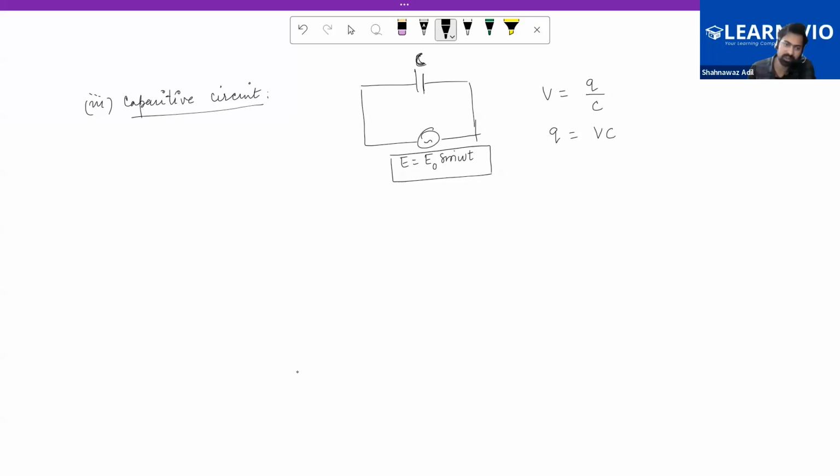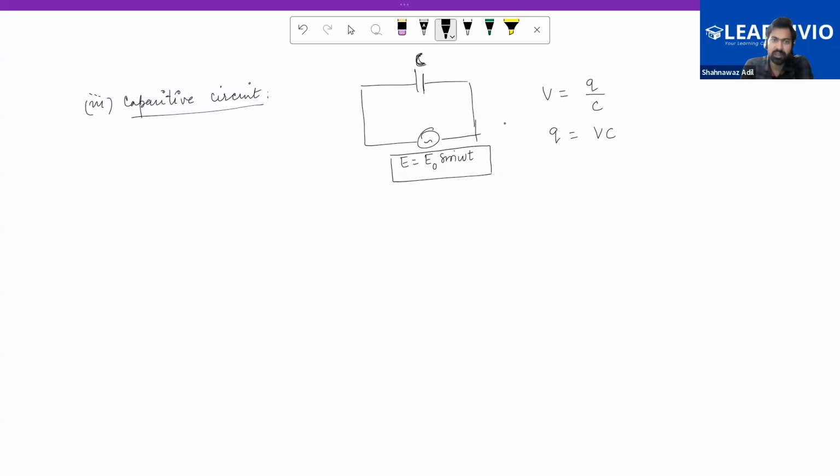C is a constant, and oh, so Nabil has also joined, right? Yes, hello Nabil, assalamu alaikum. Welcome, sir. Welcome. We have just started, and we have just started the capacitive circuit.